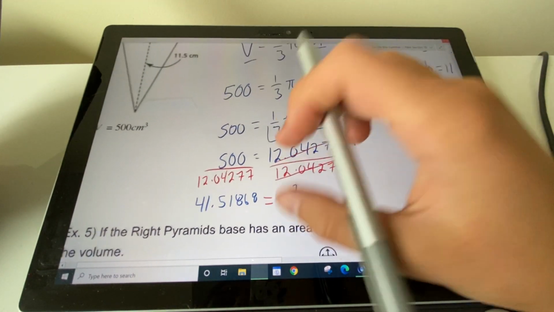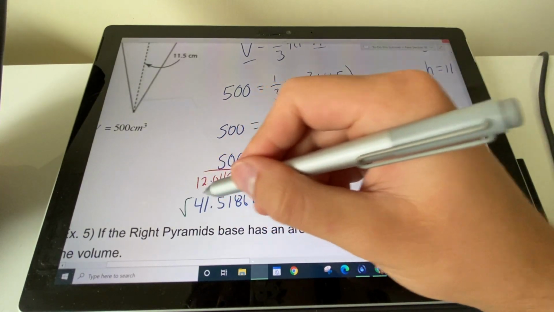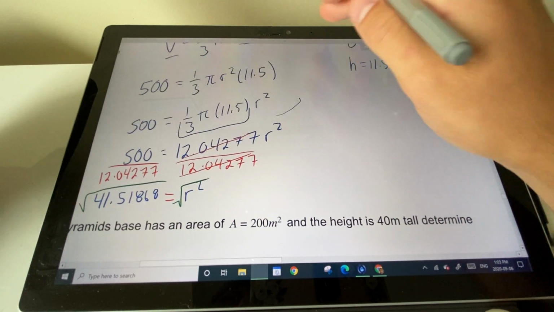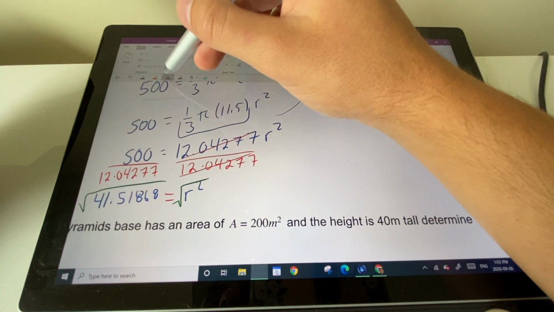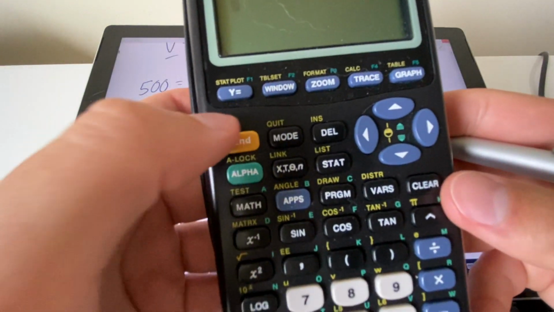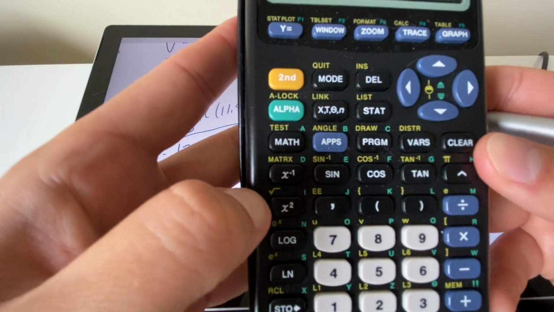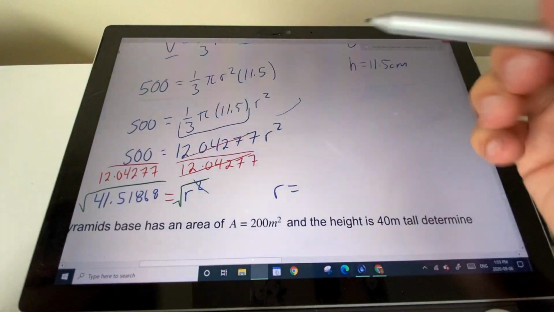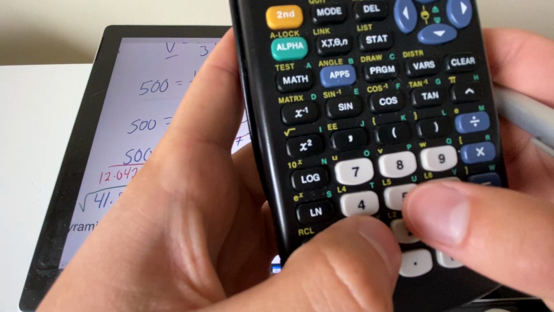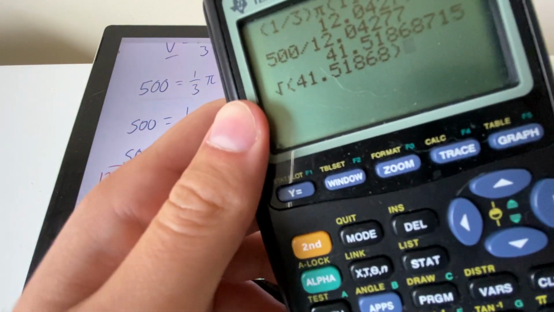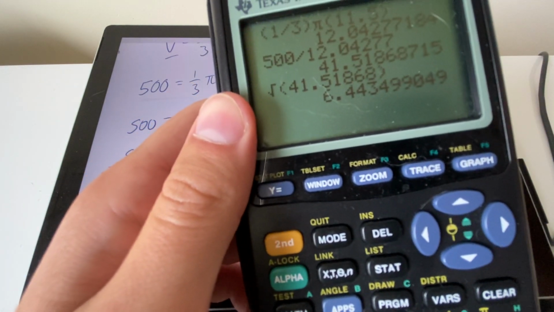And how do we do that? Remember, you square root. So this should always be the last thing you pretty much have to do, is square root if it's being squared. Okay, and then that gets rid of the square. So r equals, well, we're going to square root this number. So second, find the square root. It's yellow, so you need to press second first. Okay, and we're plugging in 41.51868. And that gives us 6.44.